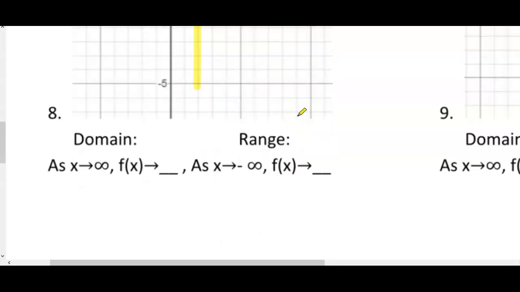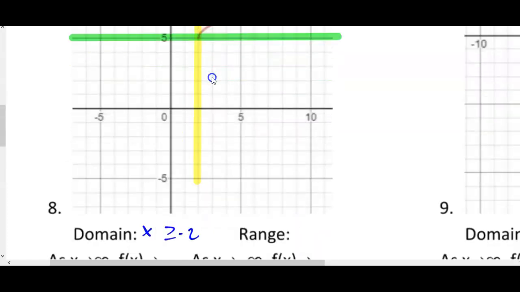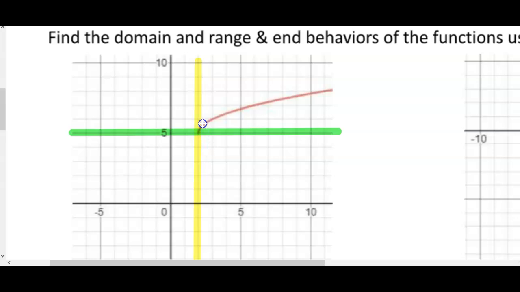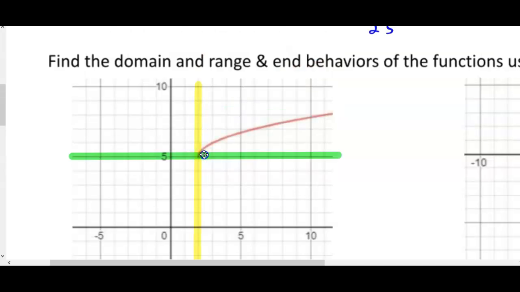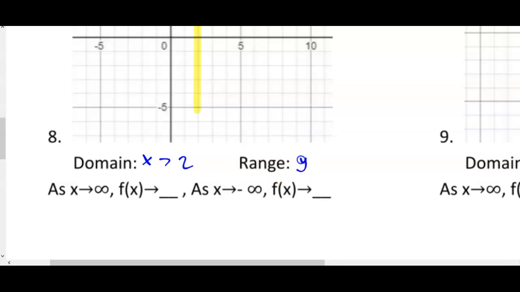So let's talk about the domain and range. The domain is x is greater than or equal to -2. Well, no, it can't be greater than. Oh, I don't know why I say greater than or equal to. And negative. It's greater than 2, because it won't touch that line. It's an asymptote. And the range is going to be above the green line, so we say y is greater than 5.